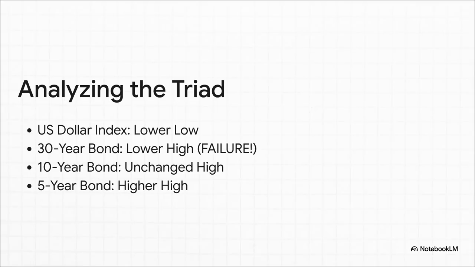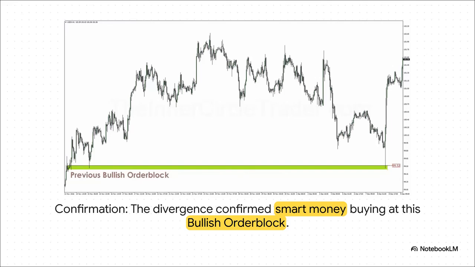So let's just put all the pieces together. The dollar index made a lower low, but the bond markets were all over the place. We had a failure swing in the 30-year bond price, the 10-year was basically flat, and the 5-year price was pushing higher. This complete lack of agreement was a massive signal that the true sentiment on interest rates was shifting under the hood. And here it is, the payoff.